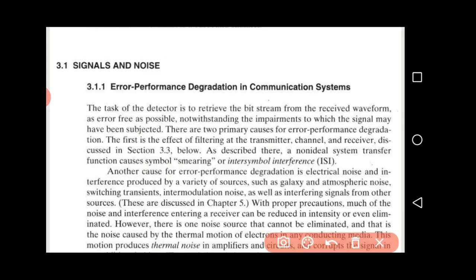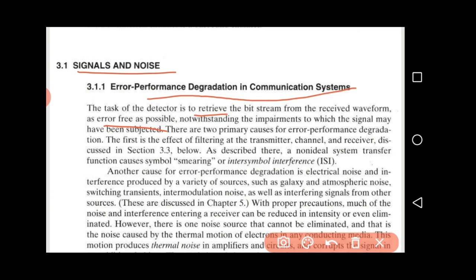In this session, we are going to discuss baseband demodulation or detection. Let us start with signals and noise: error performance degradation in communication systems. The task of the detector or demodulator is to retrieve the bit stream from the received waveform as error-free as possible.